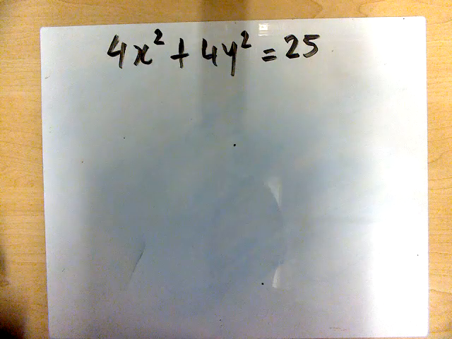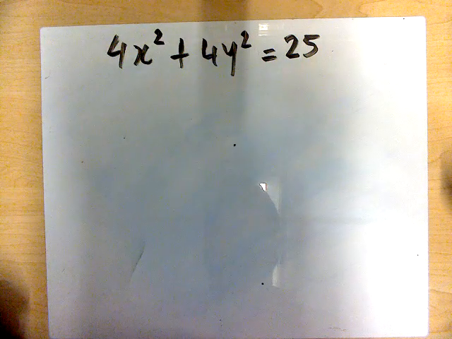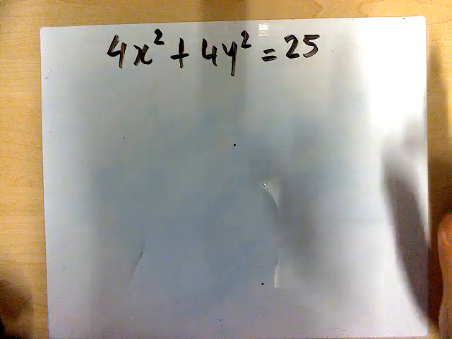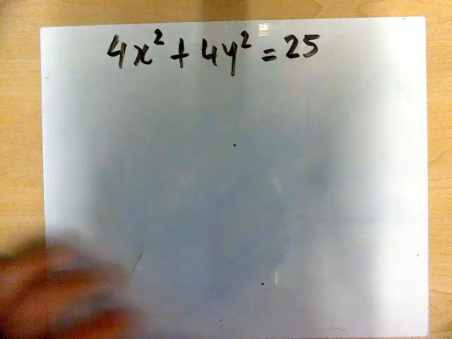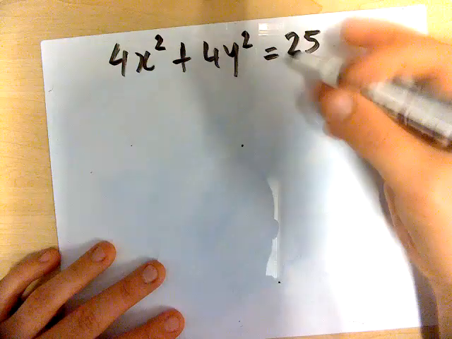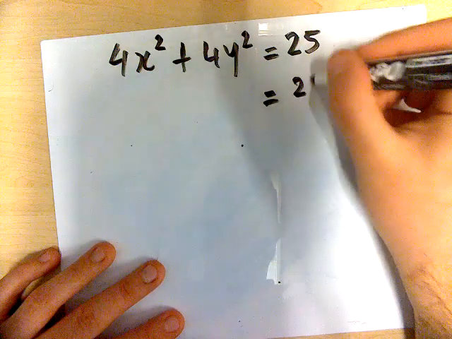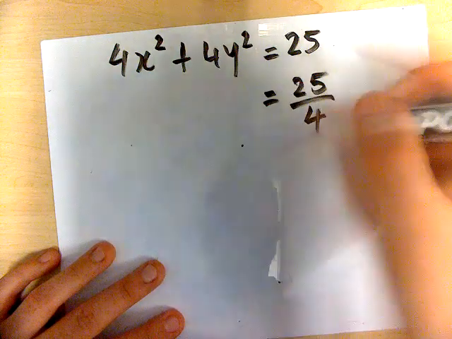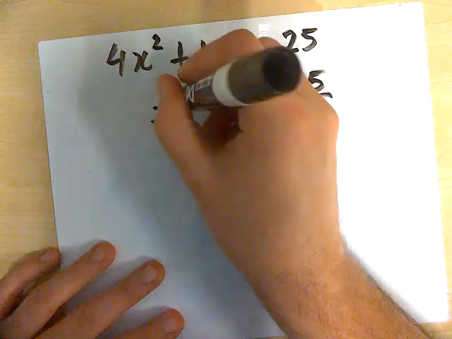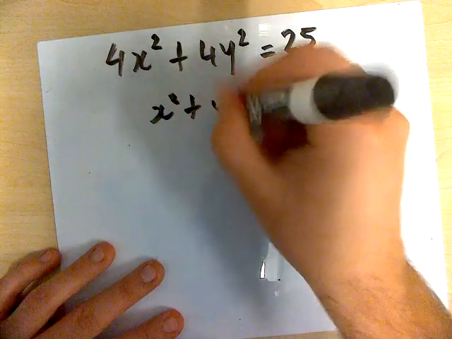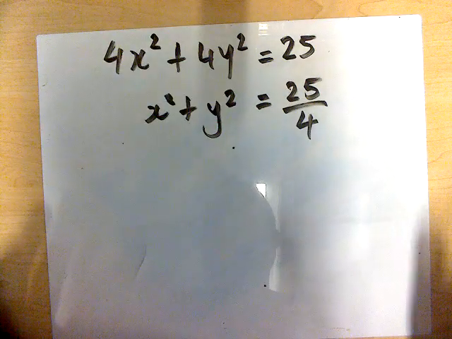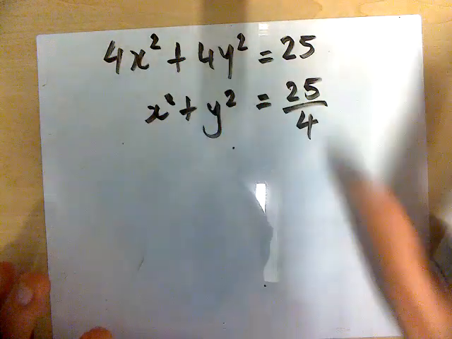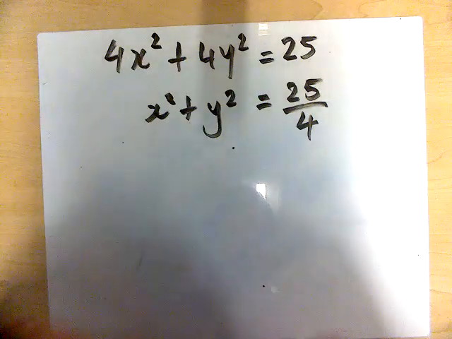What we want to do is get this in our Pythagoras form, essentially. So x squared plus y squared equals something. So what I'm going to do here is divide both sides by 4. If I divide this side by 4 here, I end up with x squared plus y squared equals 25 over 4. So I'm cooking with gas here. So I'm going to leave it as it is right now.